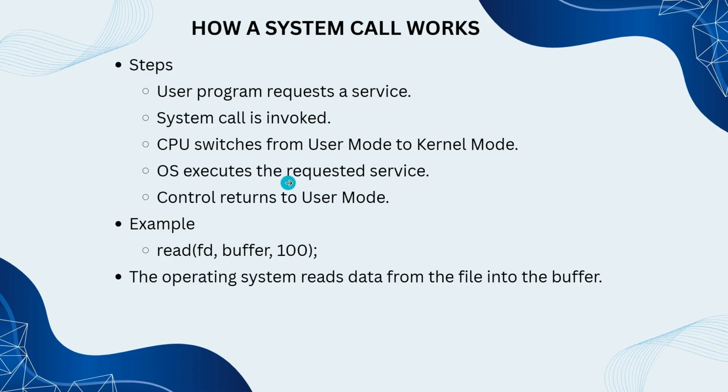How does a system call work? First, the user program requests a service, then the system call is invoked. The CPU switches from user mode to kernel mode, then the OS executes the requested service, then the control returns back to the user mode. Here we have an example, read(file descriptor, buffer, 100). It is mainly used to read the information from the file. The information will be stored in the buffer.